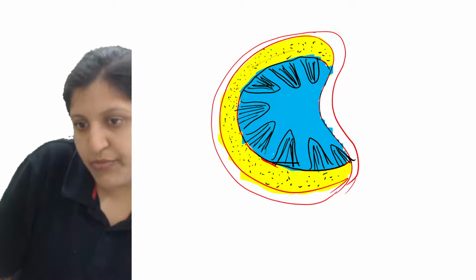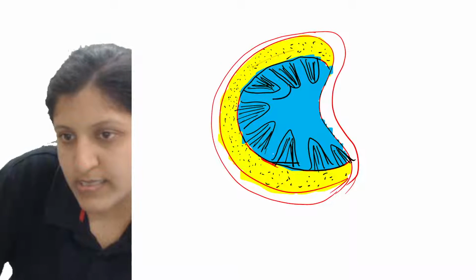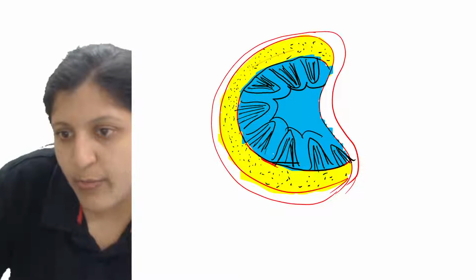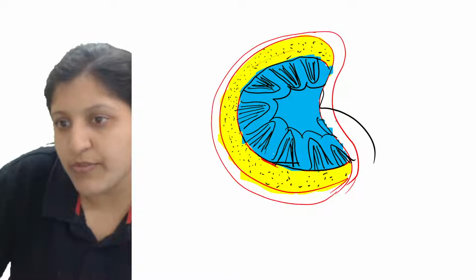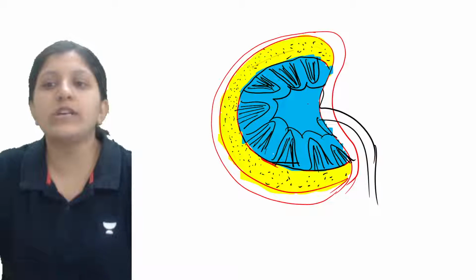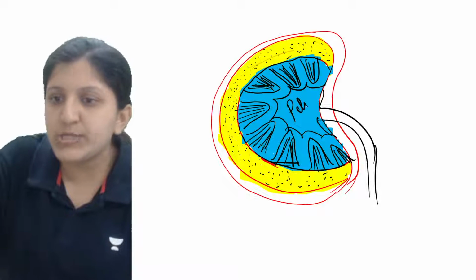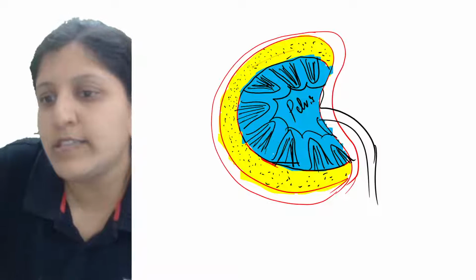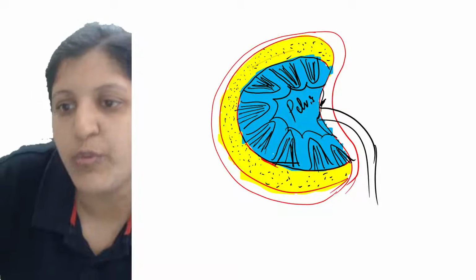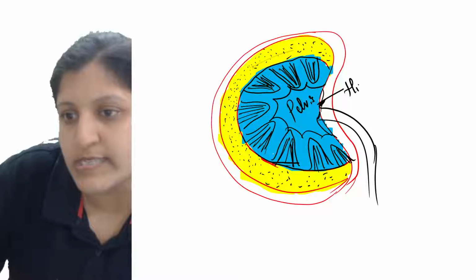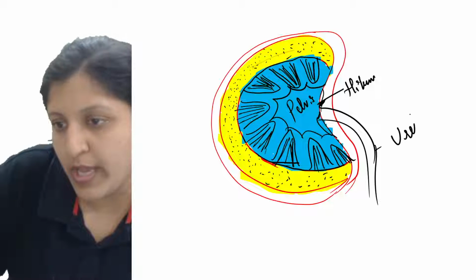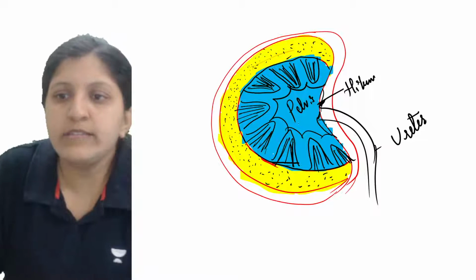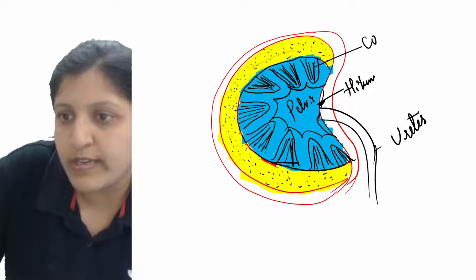Now there are apices. There is major calyx, minor calyx, where the pelvic region formation occurs. Associated with this you can find the pelvis. So this one is the pelvis region. And here this junction where this is joining, we can consider as the hilum, and this one is the ureter. And this one is the conical pyramid.